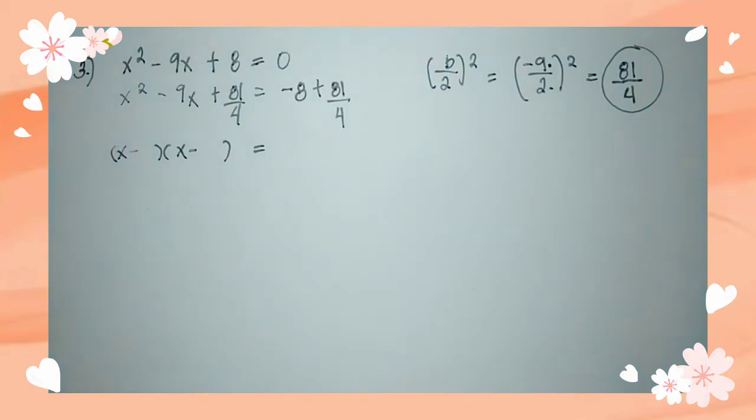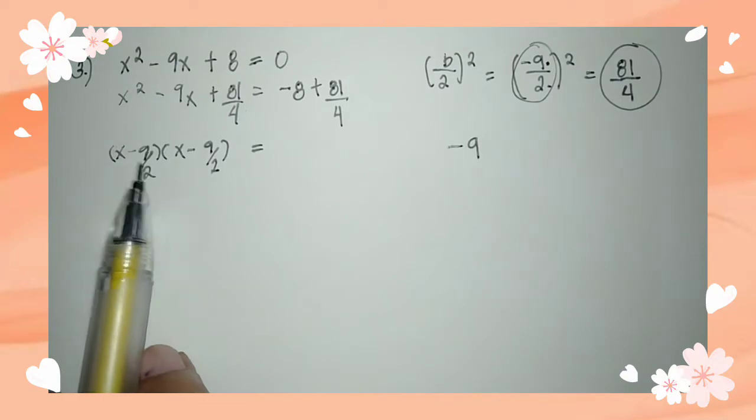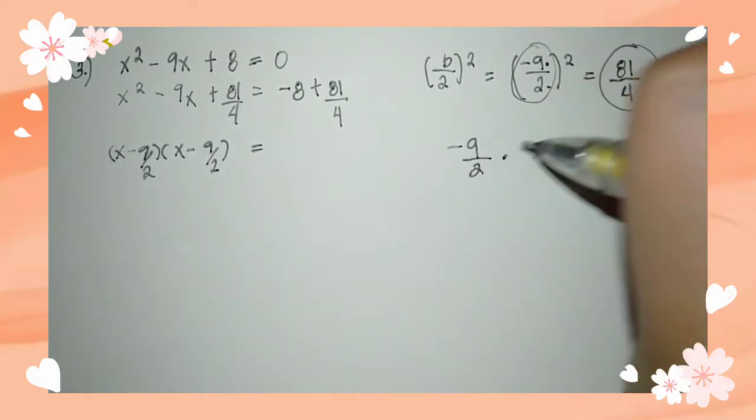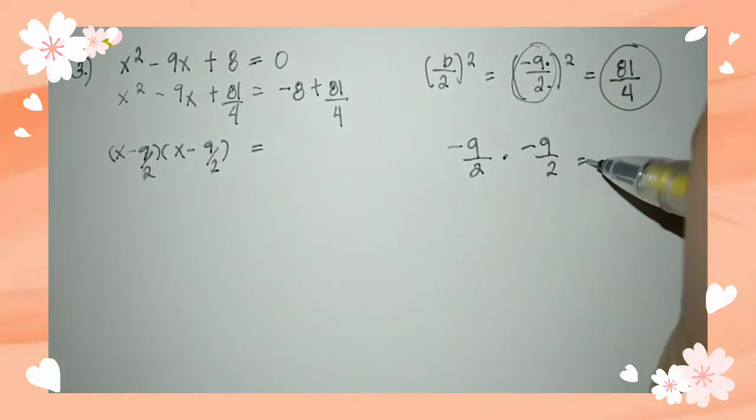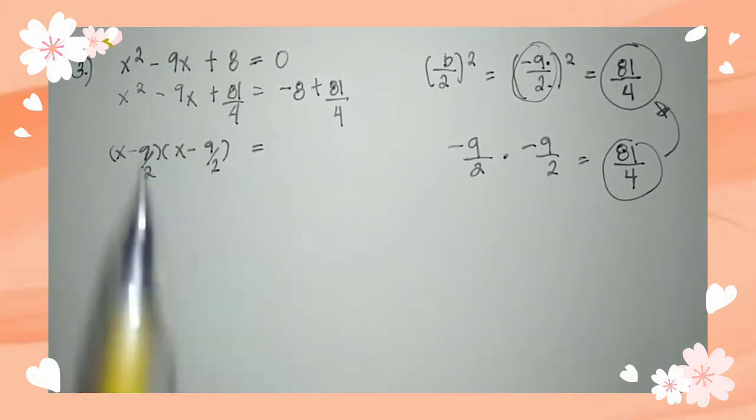So, ang gagawin natin is, ito na lang yung kukunin natin na factor. Negative 9 over 2. So, we have negative 9 over 2 and negative 9 over 2. Take a look at this. Negative 9 half times negative 9 half is equal to negative 9 times negative 9 is 81 over 4, since 2 times 2 is 4. Tama ba? Yes, tama. Sa third term natin.